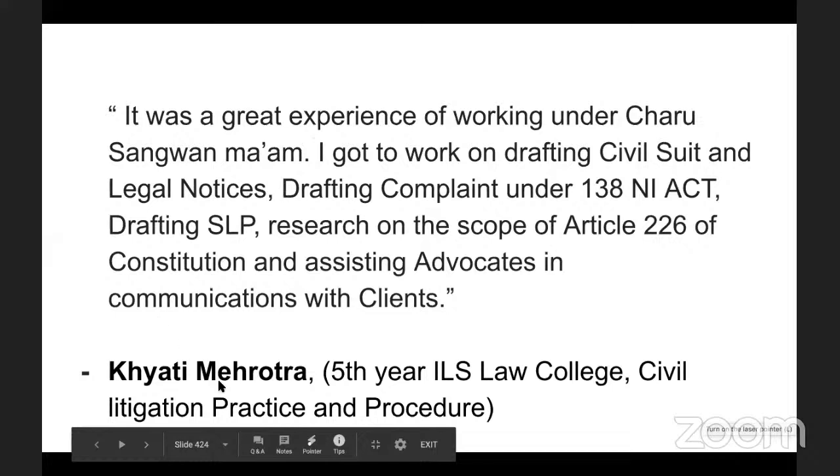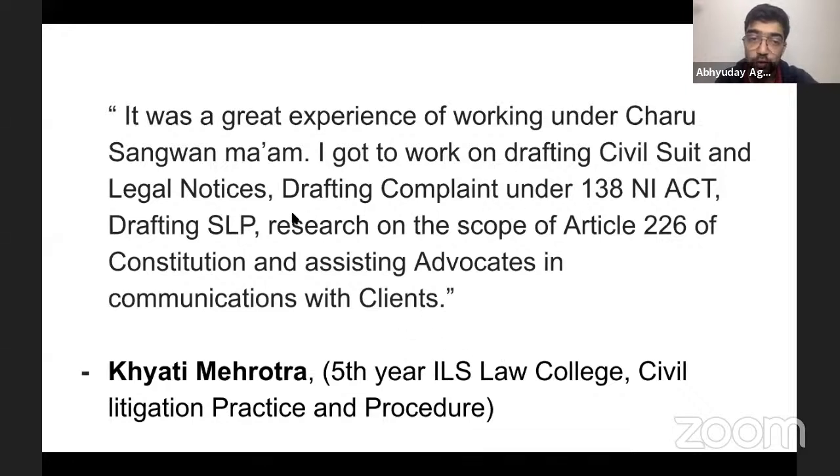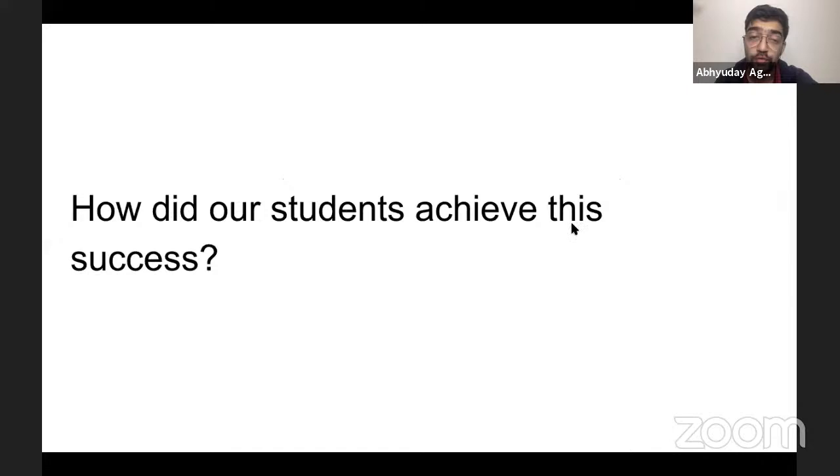Okay. So now Khyati Mehrotra, 5th-year ILS law college student. Is there anyone from ILS law? What you should see is who the person is, which college they are from, which year they are in, and then what kind of work they've done. She drafted an SLP, researched the scope of Article 226. Okay, a lot of constitutional work, right?